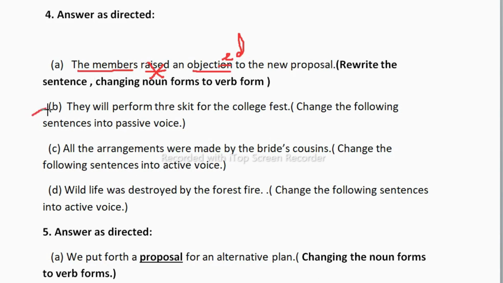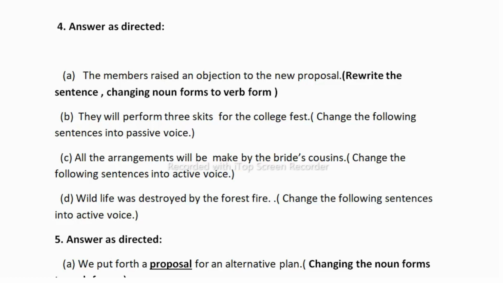Now let us see this B1. They will perform the skit for the college fest. Now here you have to change the following sentence into passive voice. So here how will you change it into passive voice, this is the active voice. They will perform the skit for the college fest. Now you have to change it into passive voice.